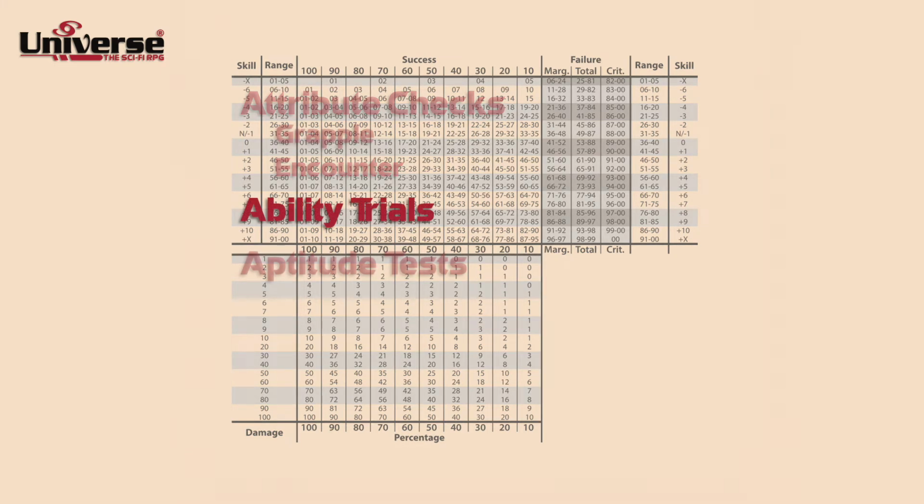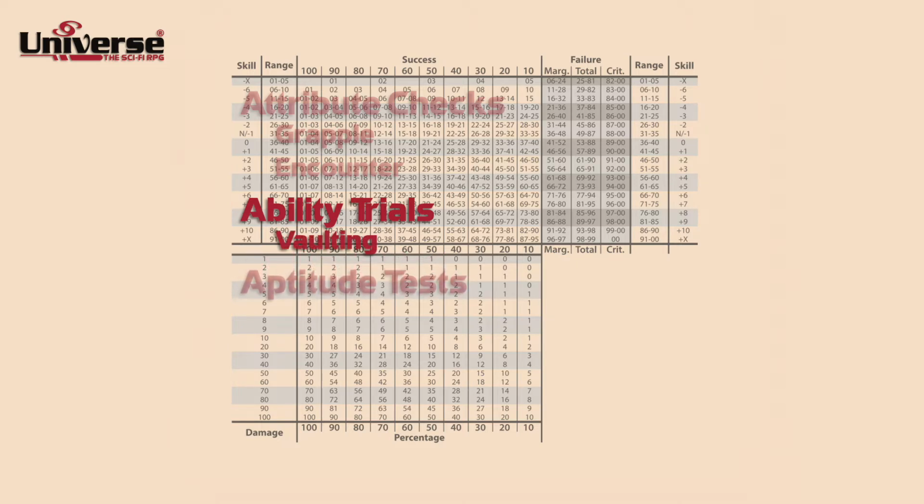Ability trials. Next, we examine an ability trial. Abilities include might, regeneration, deduction, psychic, and many others. Except for psychic, abilities are not available to characters in the Universe Primer.